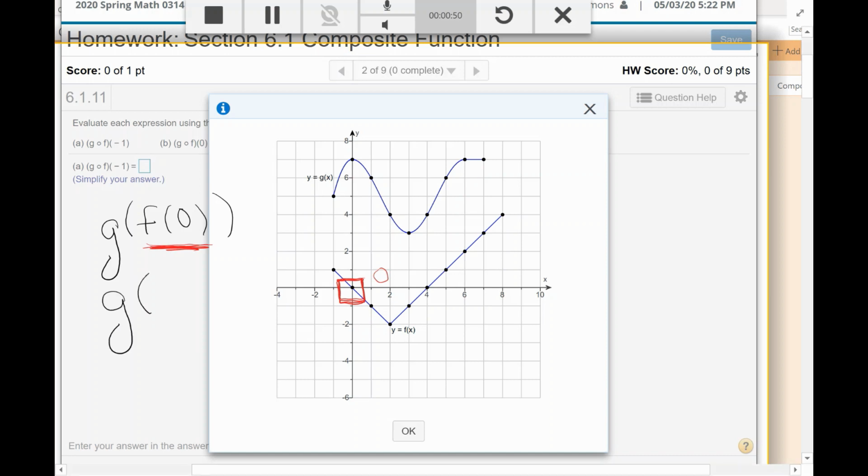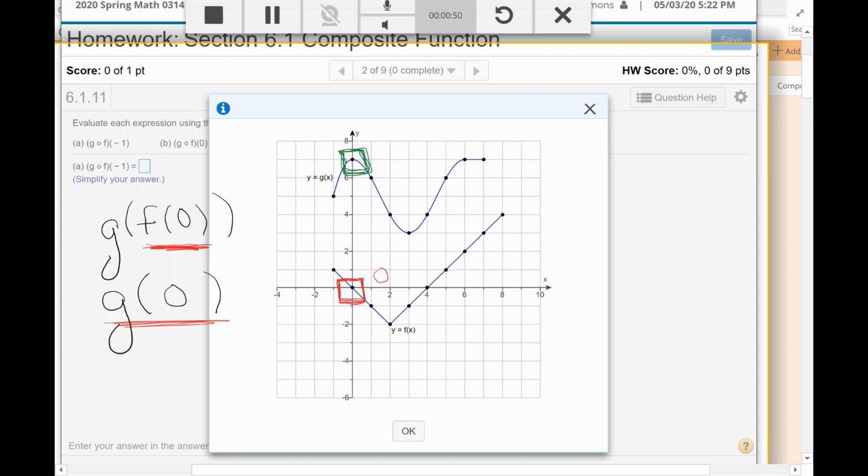So in place of the part that I have underlined in red, I'm just going to put 0 because that's what it's equal to. Now, this is telling me to go to the g function and find where x is equal to 0. So the g function is the one at the top, and I'm going to put the green box where x is equal to 0. And that would be right here.